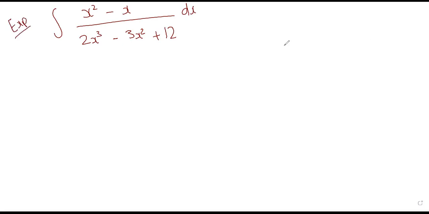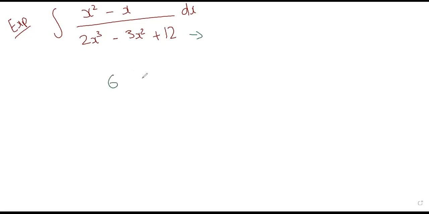Again, what is your f of x? Think of the denominator. What is the denominator? 2x cubed minus 3x squared plus 12. Very good. And what is the derivative of that? 6x squared minus 6x. So you can take 6 outside, or inside maybe, right?